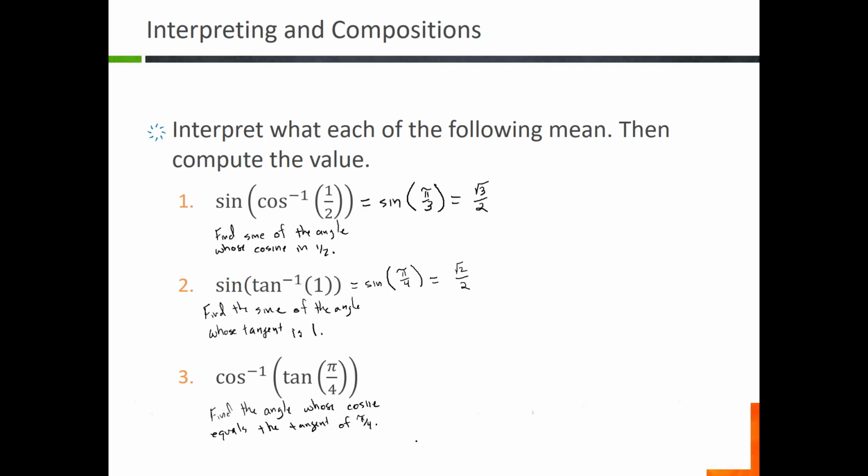What is the tangent of pi over 4? It's 1. Okay, so that means I want to find the inverse cosine of 1. I want to find the angle that makes cosine equal to 1, because 1 is the tangent of pi over 4. So what angle makes cosine equal to 1? That's on the right side of the unit circle. The angle that makes cosine equal to 1 would be 0 radians, or even 0 degrees.